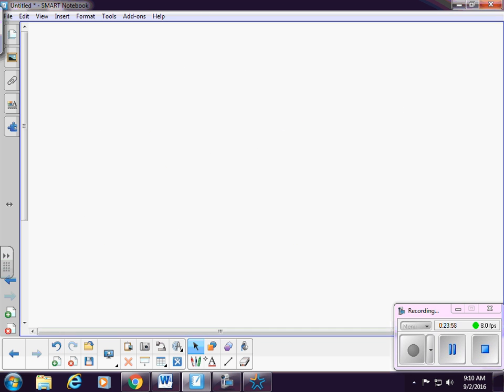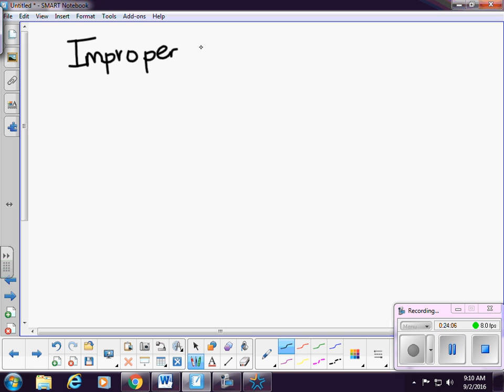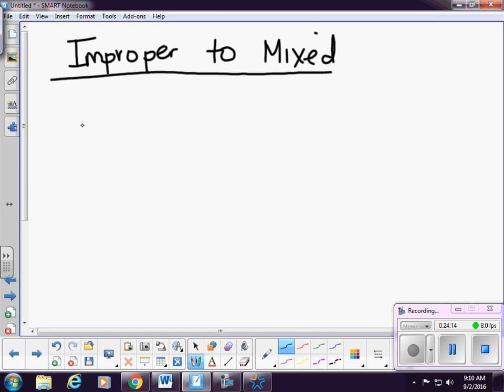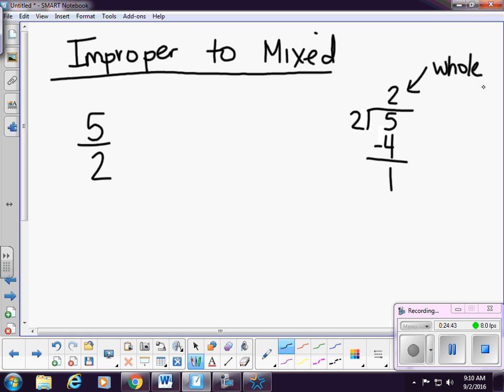Now, we're going to change improper to mixed. Okay? So what improper means is the top number is larger than the bottom. Now, what you have to think of is, how many times will 2 go into 5? 2 times. And 2 times 2 is? So how much would you have left over? 1. Now, if you divide, this top number is your whole number. This remainder part is your numerator. And then the bottom right here is your denominator.